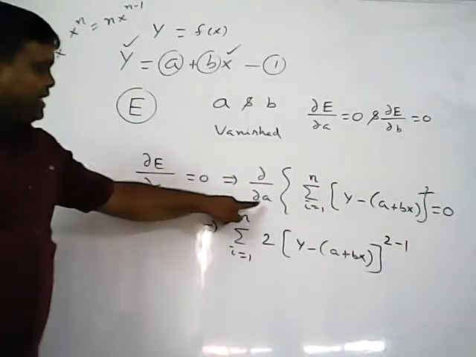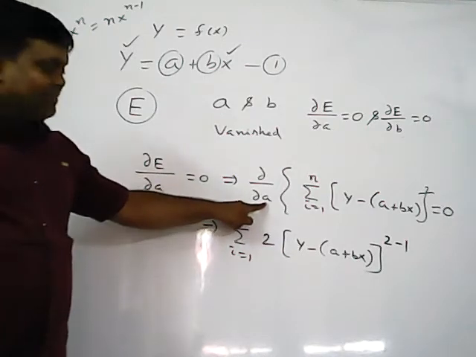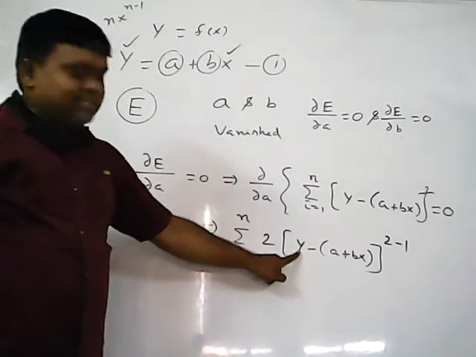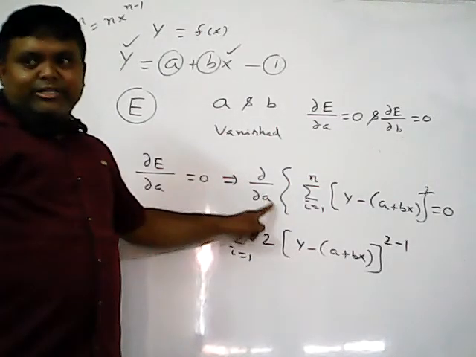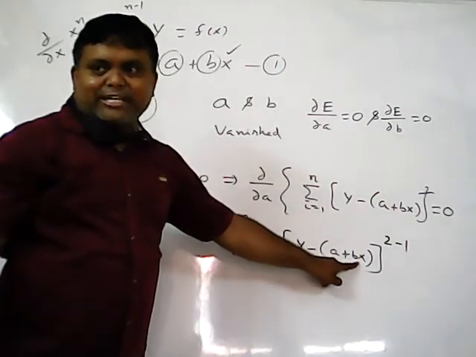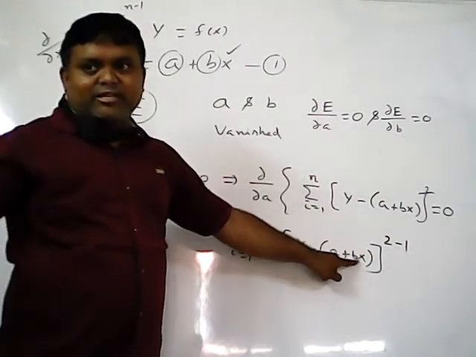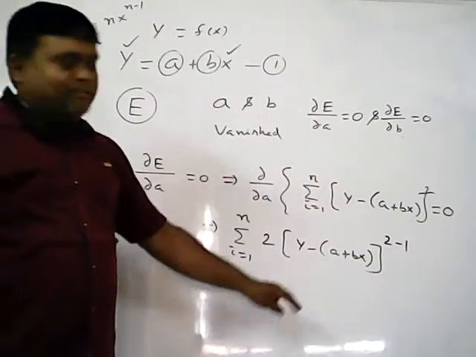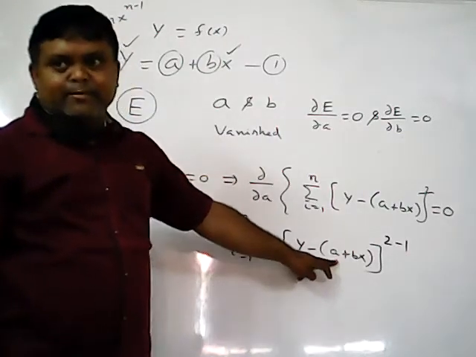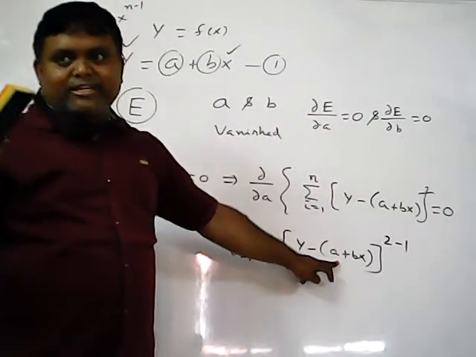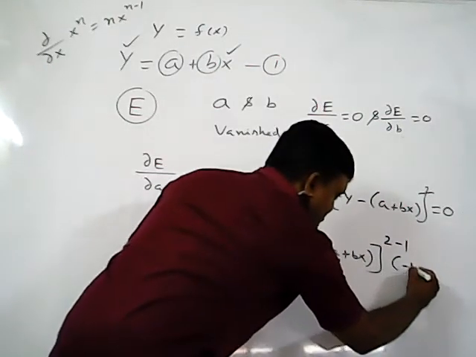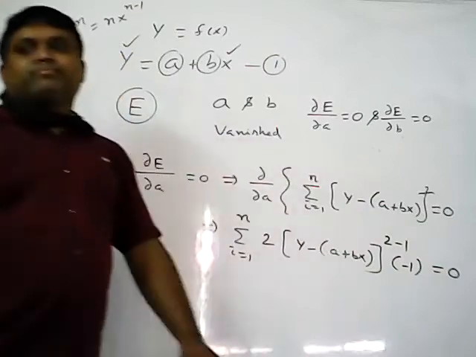But with respect to a, you are partially differentiating. Wherever a is there, that term exists; the remaining terms are constants, so zero. This is y, which is not a, so with respect to a the partial differentiation of y is 0. And bx, where a is not there, is a constant, so its partial differentiation with respect to a is 0. Here only a exists: ∂a/∂a is 1. Then 1 into minus 1 is minus 1.